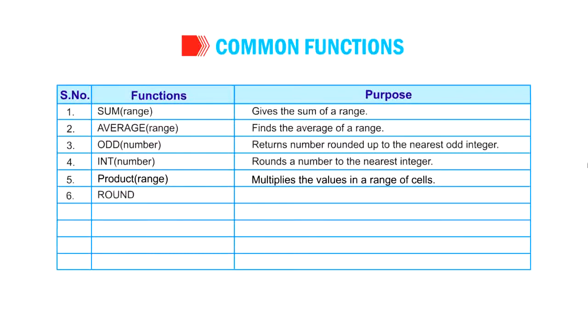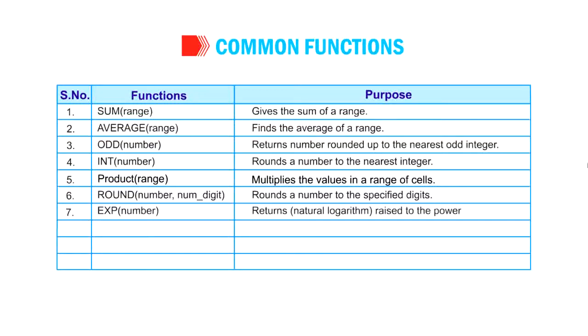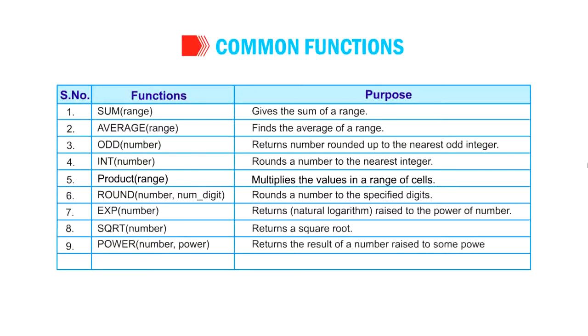Number 6, ROUND, number, num_digits: rounds a number to the specified digits. Number 7, EXP, number: returns e, the base of the natural logarithm, raised to the power of a number. Number 8, SQRT, number: returns a square root. Number 9, POWER, number, power: returns the result of a number raised to some power. Number 10, MOD, number, divisor: returns the remainder after a number is divided by the divisor. Students, the above mentioned functions are available in Excel 2007 also.